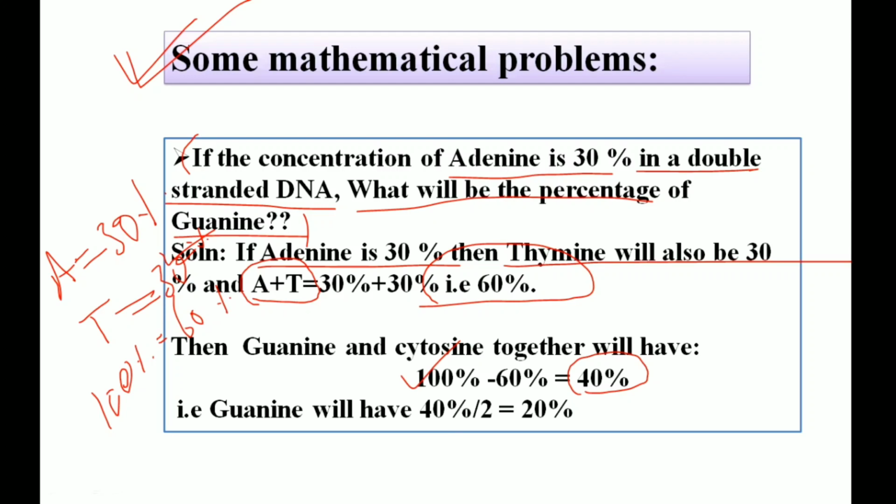In the question they have asked what will be the percentage of only guanine. So only guanine's percentage will be 40 divided by 2, because if we take guanine and cytosine together, then we have 40%. If we consider only guanine, then it will be 40 divided by 2, that means 20%. So these are some of the mathematical problems I have seen during different exams, and this type of question usually comes. There are some other mathematical problems like this. I will come with them in my next lecture video or in another lecture video series.